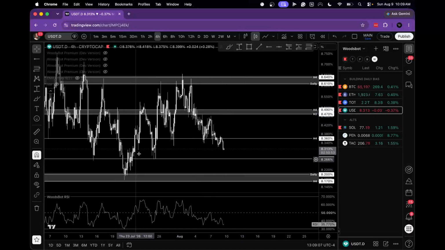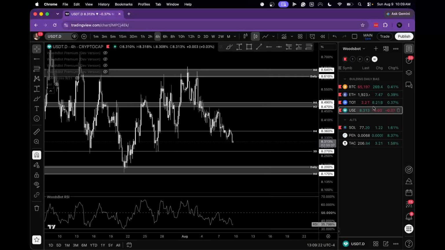So this is a chart that acts inverse to crypto. This is the dominance of stablecoins, meaning that when stablecoin dominance is going down, money's going into the market. When stablecoin dominance is going up, that means people are going into stablecoins, so the market is inversely going down.